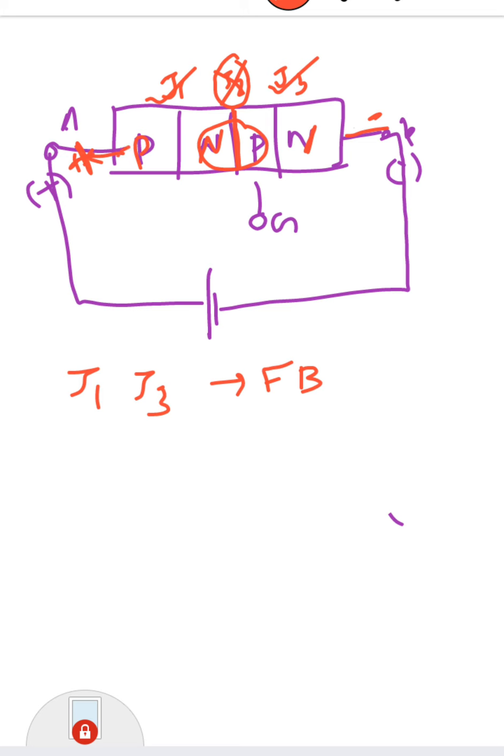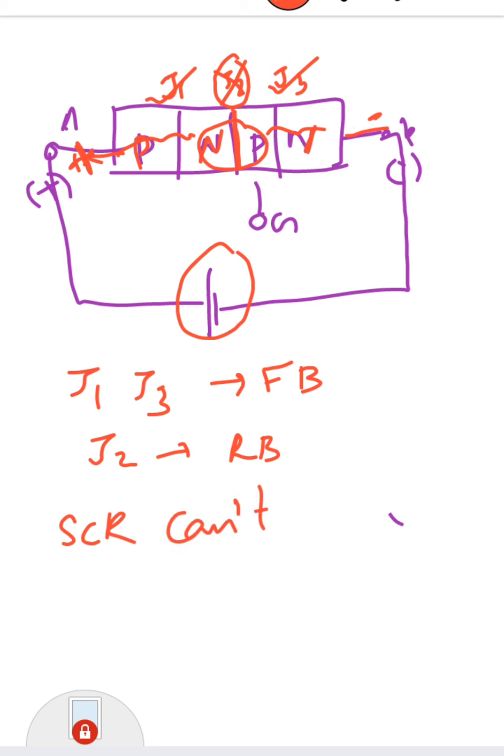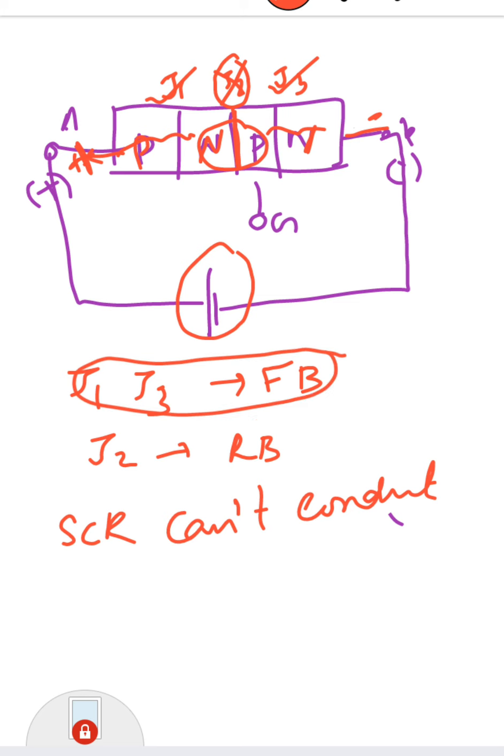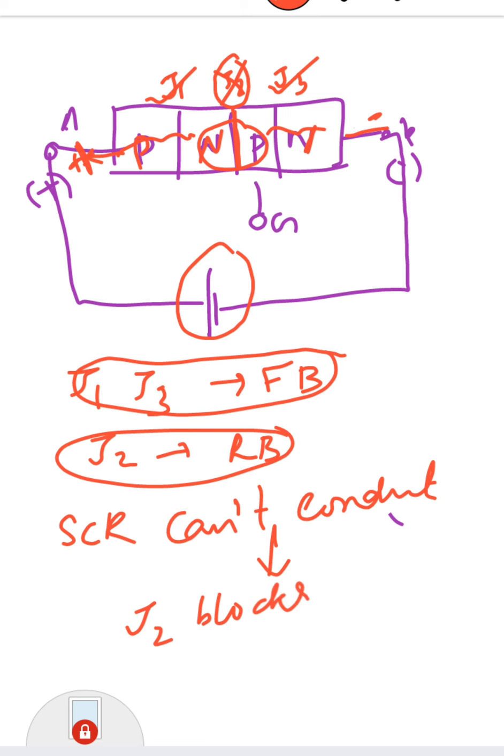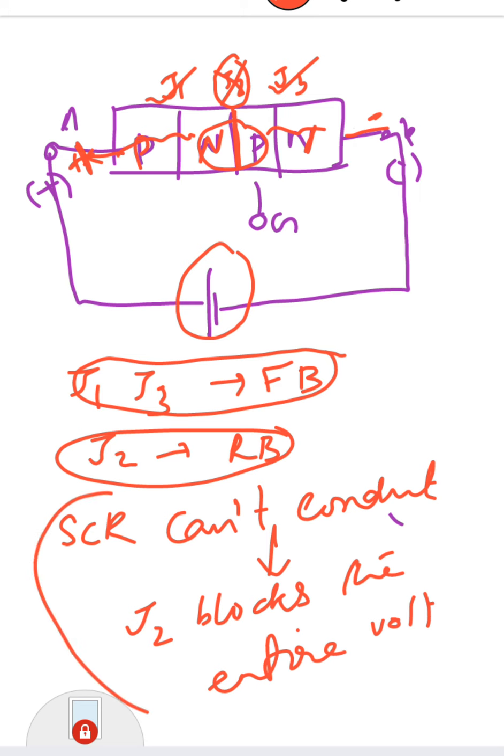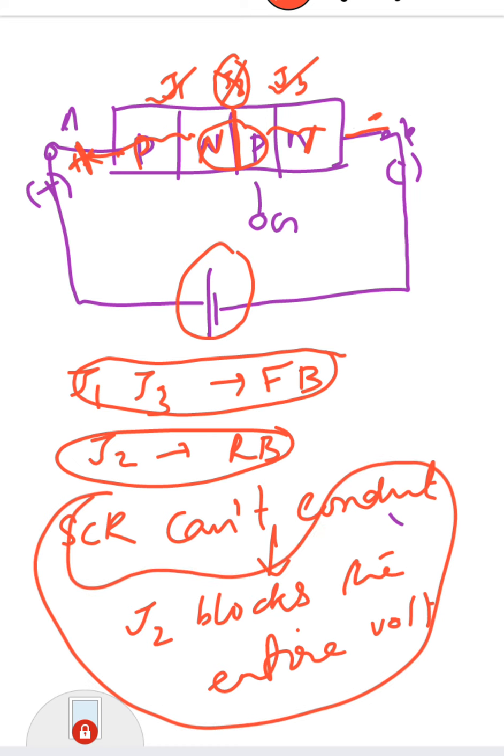The charge carriers can easily pass through J1 and J3, but J2 is in the reverse biased condition. So even though you apply voltage between anode and cathode, SCR cannot conduct. Why? The reason is J1 and J3 are in the forward biased condition, but J2 is the problem. J2 blocks the entire voltage. So this is the reason why even though we are applying a positive voltage, SCR cannot conduct.